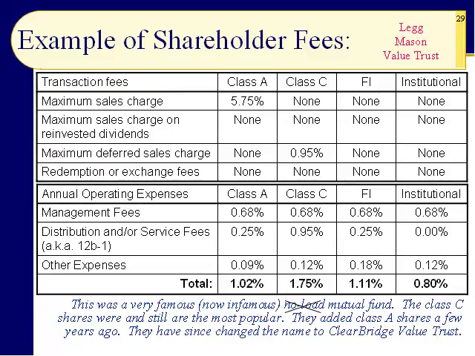Here's another famous, now infamous, no-load, now load mutual fund. This fund, we'll come back to, is called the Legg Mason Value Trust. Well, not anymore. That's when it became famous. It's now called the Clearbridge Value Trust. What's going on here? Well, for many years they only had the Class C shares, which were called primary shares. They had the financial investment advisor shares, and they had the institutional shares. They recently added the Class A shares. I'm not sure why, but they did.